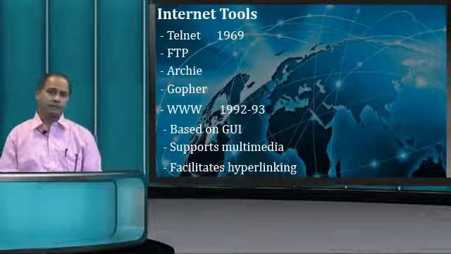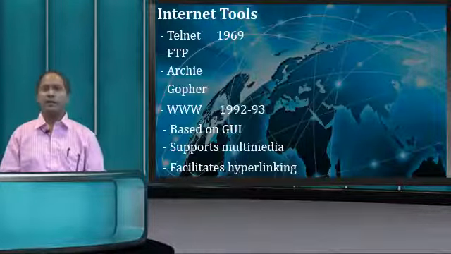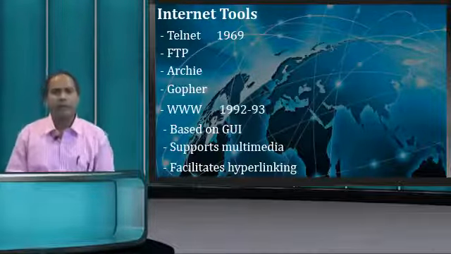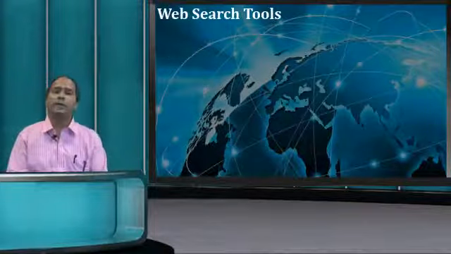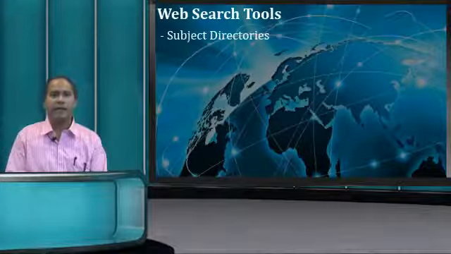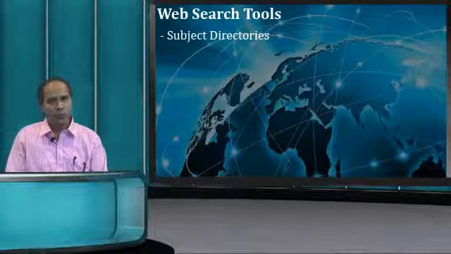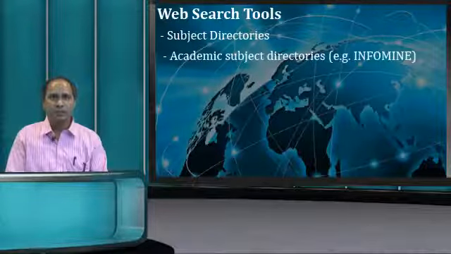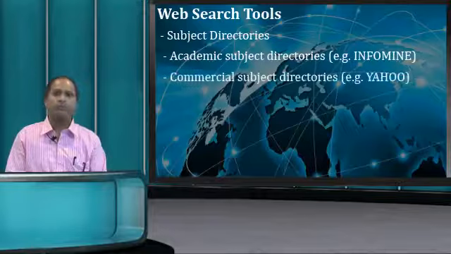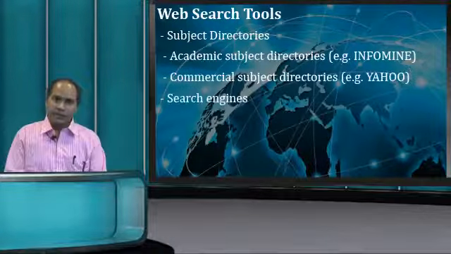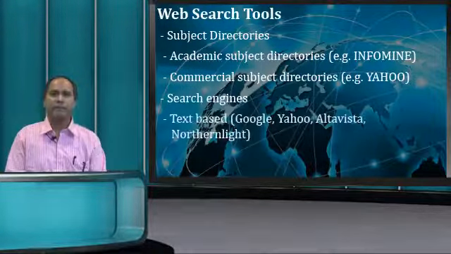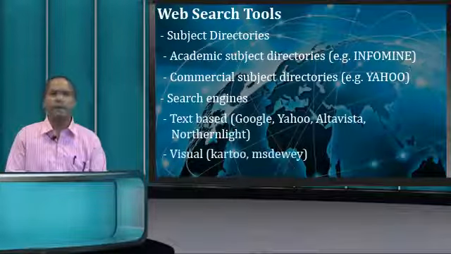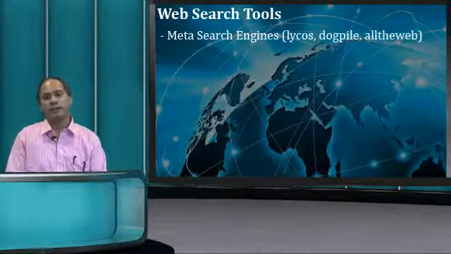For example, tell your user that there are mainly 3 kind of web searching tools available in the web. The first one is called the subject directory, that can again be divided into 2 groups: academic subject directory or commercial subject directory. Then search engines are there. These are text-based search engines or visual search engine. And finally meta search engine.